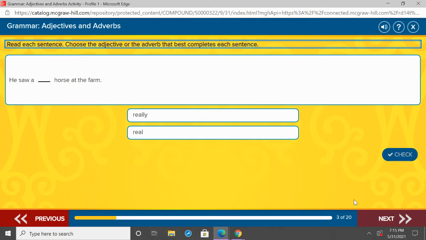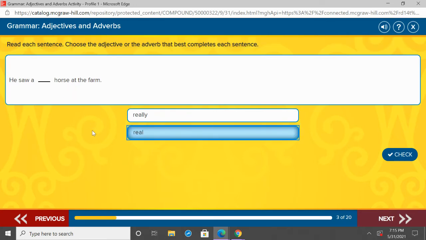He saw a blank horse at the farm. He saw a really horse or he saw a real horse. Well, we're describing horse, which is a person, place, or thing. It is a noun, so that means we need an adjective. He saw a real horse, right? The horse was real, describing the horse.